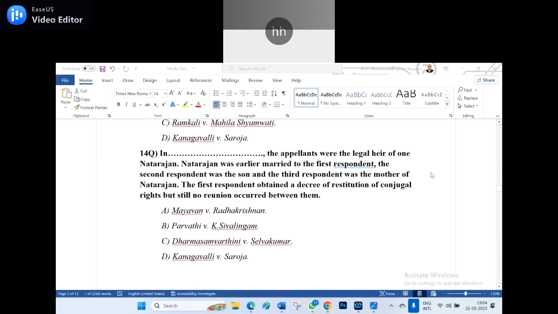The 14th question. In dash, the appellants were the legal heirs of one Natarajan. Natarajan was earlier married to the first respondent. The second respondent was the son, and the third respondent was the mother of Natarajan. The first respondent obtained the decree of restitution of conjugal rights, but still no reunion occurred between them. In which case law did this happen? A. Mayavan versus Radhakrishnan. B. Parvati versus K. Sivalingam. C. Dharma Samvratini versus Selva Kumar. D. Kanagavalli versus Saroja.